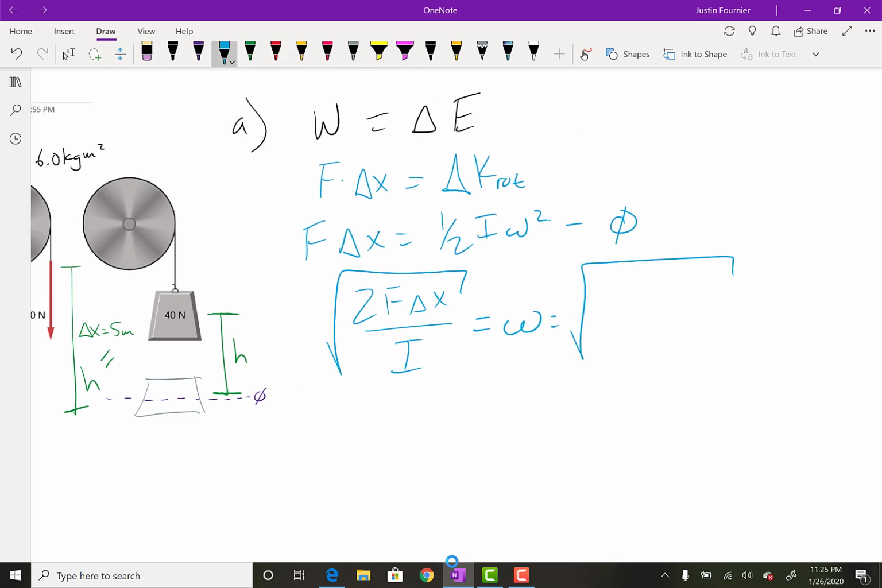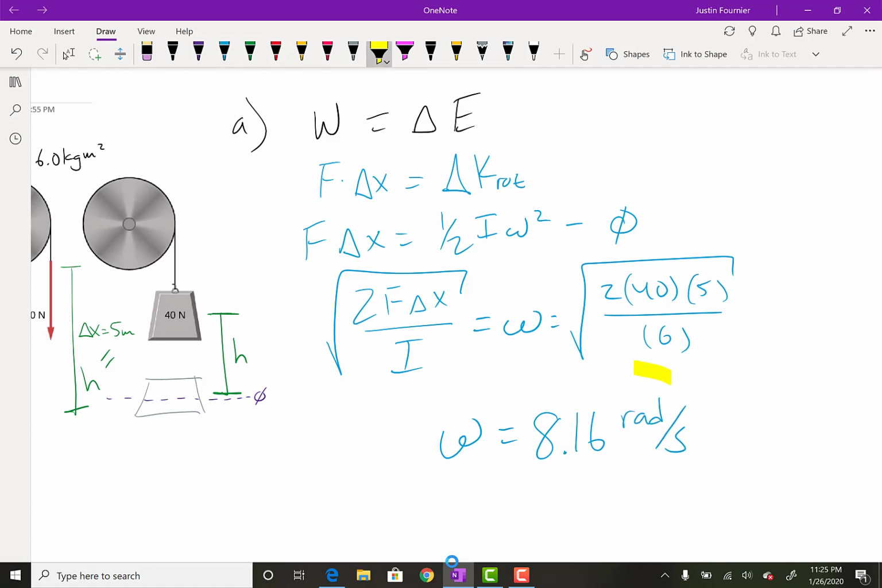So the square root of 2 times the force, which is 40, times the displacement, which was 5, divided by my moment of inertia, which they gave me was 6. Calculating, 40 times 10 divided by 6, take the square root, that's going to be 8.16, sorry about that, 8.16 radians per second. So that's my answer for the first part.